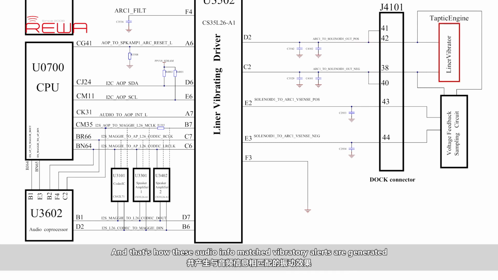And that's how these audio info matched vibratory alerts are generated. Therefore, the vibrator can provide different vibratory alerts based on actual situations of the phone.